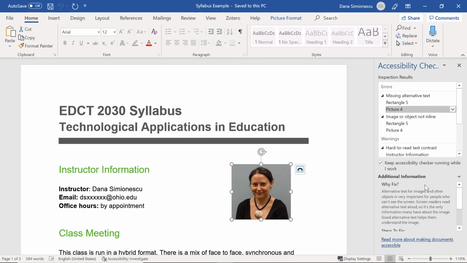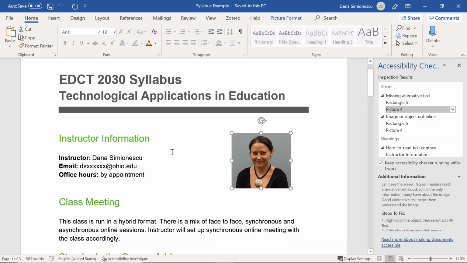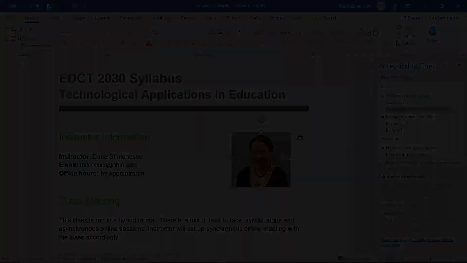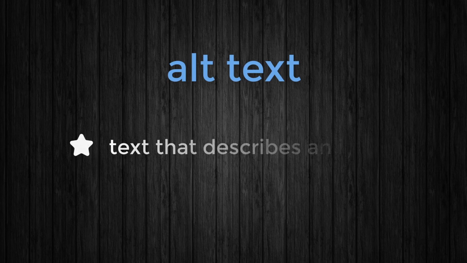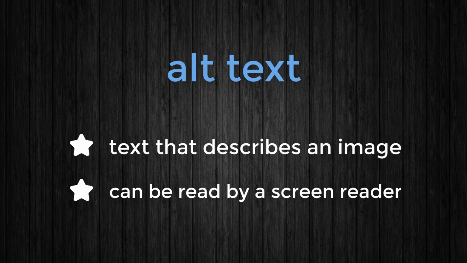The checker is a great tool, but it doesn't see all the problems, so in general it's best to have an idea of the main accessibility issues and how to fix them. Let's start with the images. All graphics need to have an alternative text, or alt text in short. That is text describing an image, which can be read by a screen reader. These days, when you first insert a picture, Word automatically generates a description which you can see and edit.